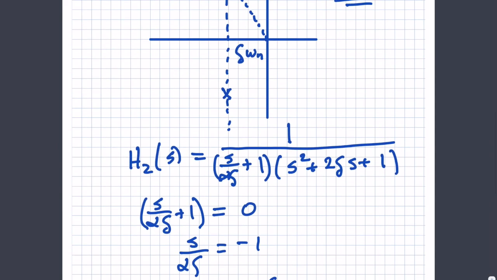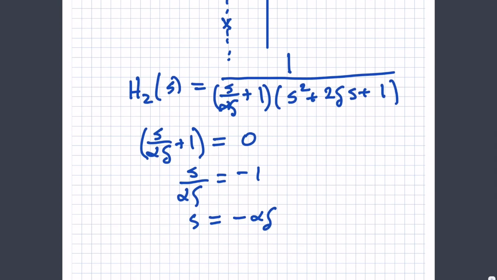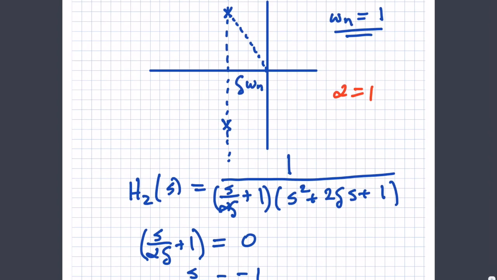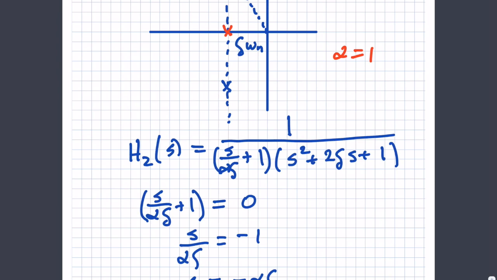So what that means is, if, for example, I let alpha equal 1, we would have s equal minus zeta. So in this picture, that would be right here. All right, so what happens when alpha is equal to 2? When alpha is equal to 2, you would move this over to, I can't make that hang on.